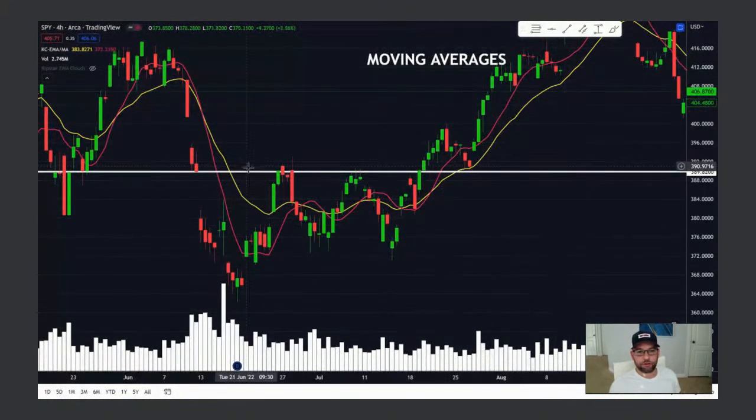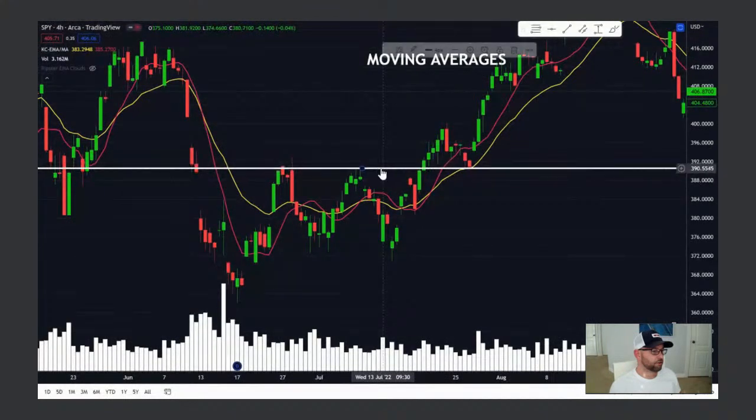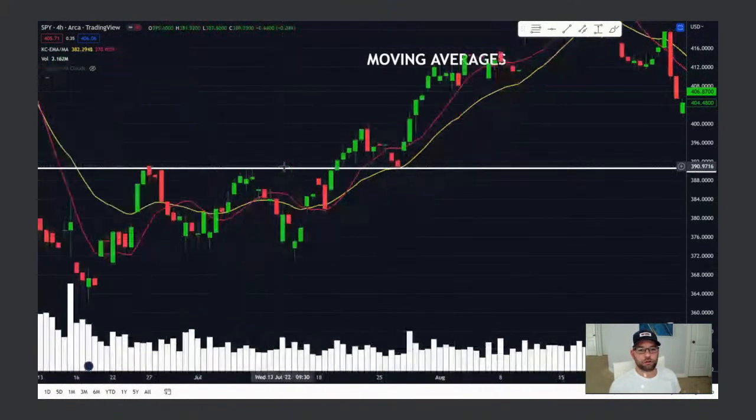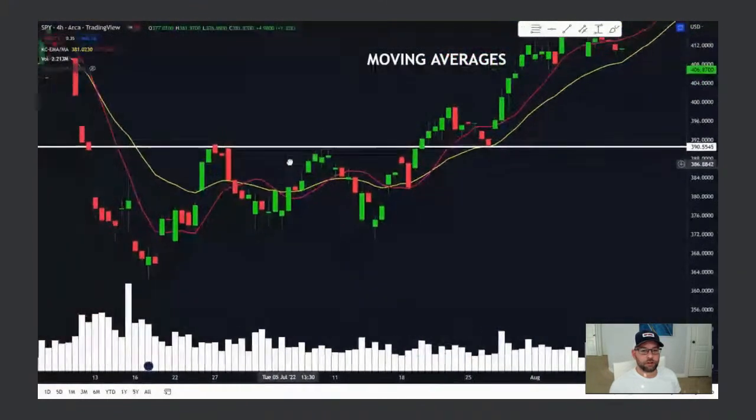Let me make this bigger. So we got this rejection, rejection, and then the third time we break through it, come back. When we break through, the way I trade is I don't like to chase these. I'm not a breakout trader, and the reason why is a lot of these can be fake outs. Look at this wick here. A breakout trader can get trapped thinking, oh, that should be a good trade.